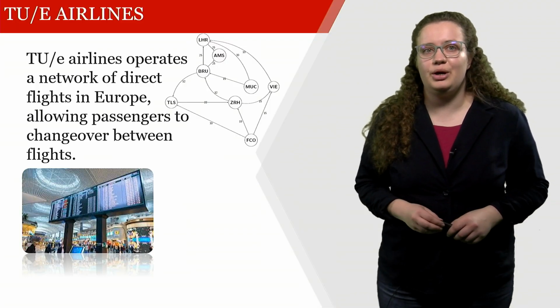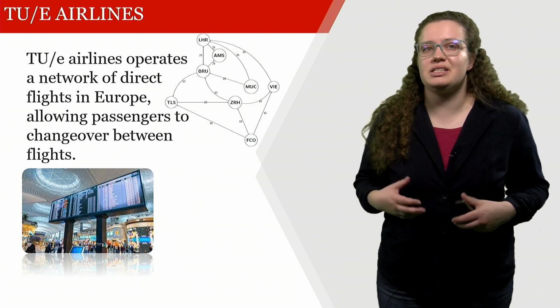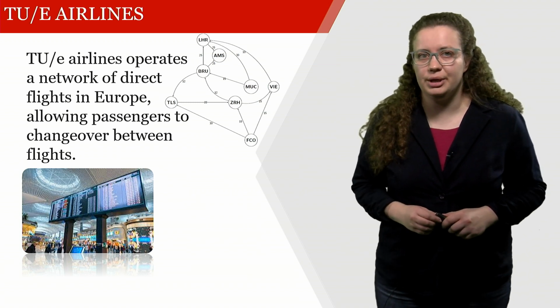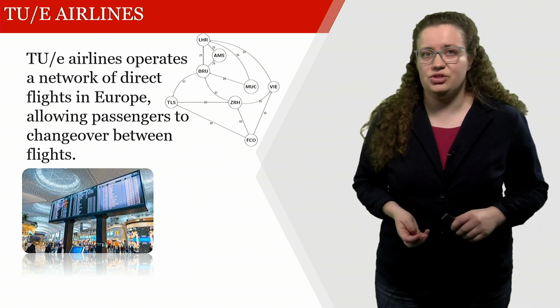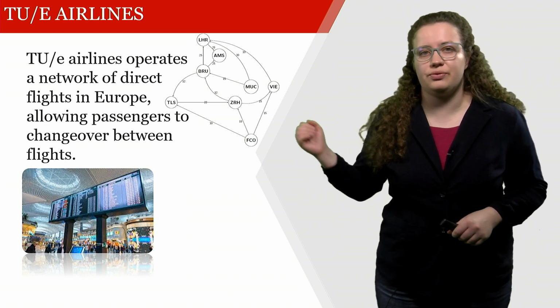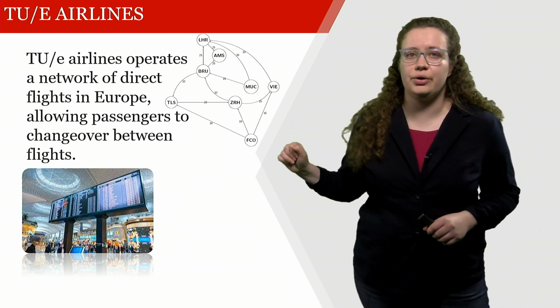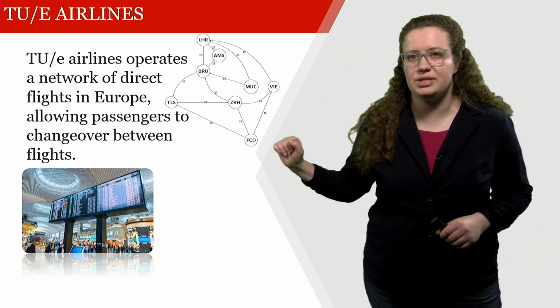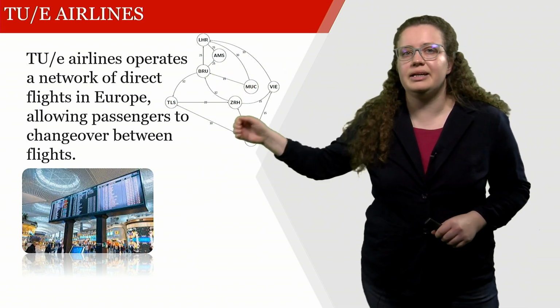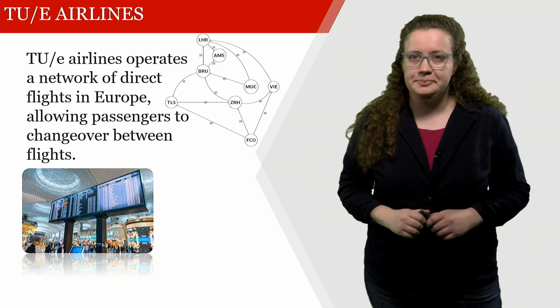Welcome to this web lecture on network flow problems. Today we're going to look into the example of TUI Airlines, which operates a network of direct flights within Europe, and they allow passengers to change over between flights. So for instance, in this network, if I would like to go from Rome, so FCO, to Brussels, I can simply change over in Zurich.